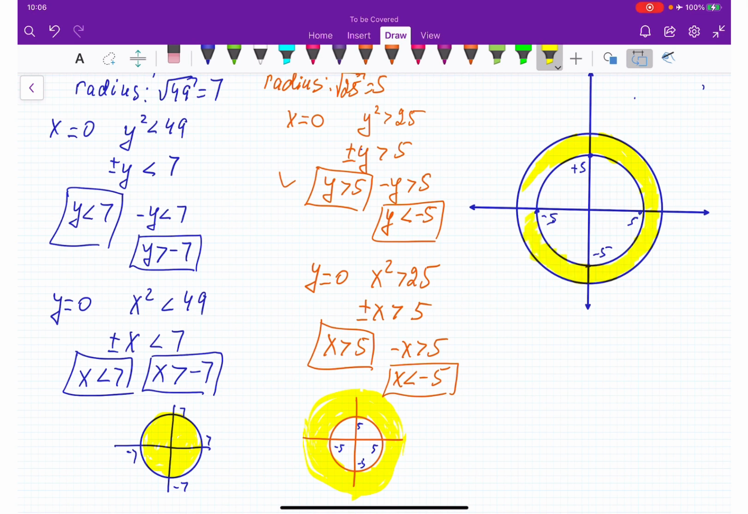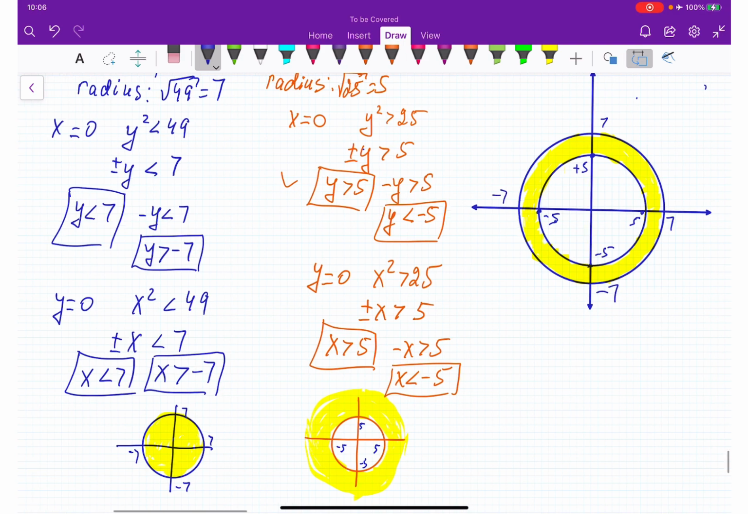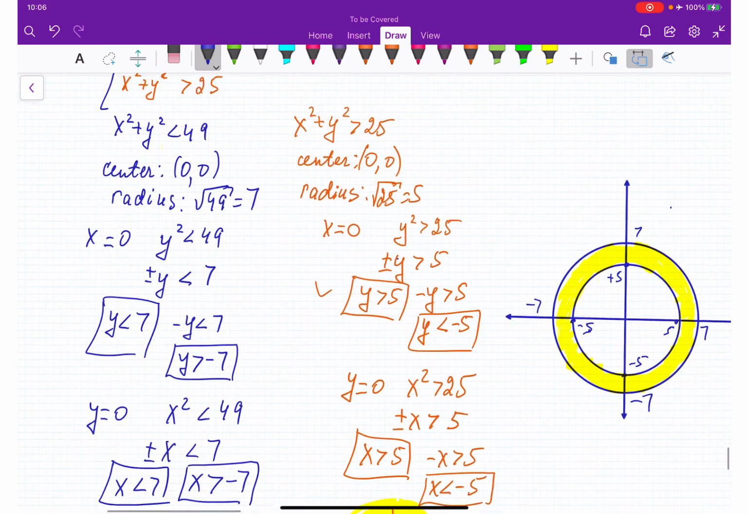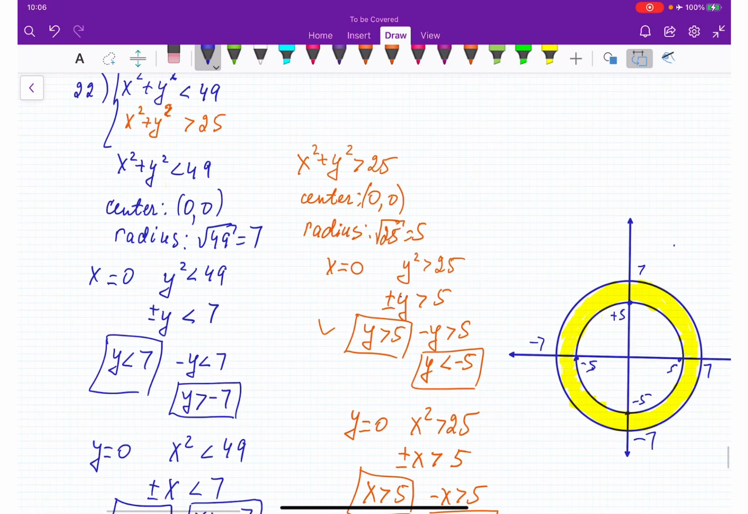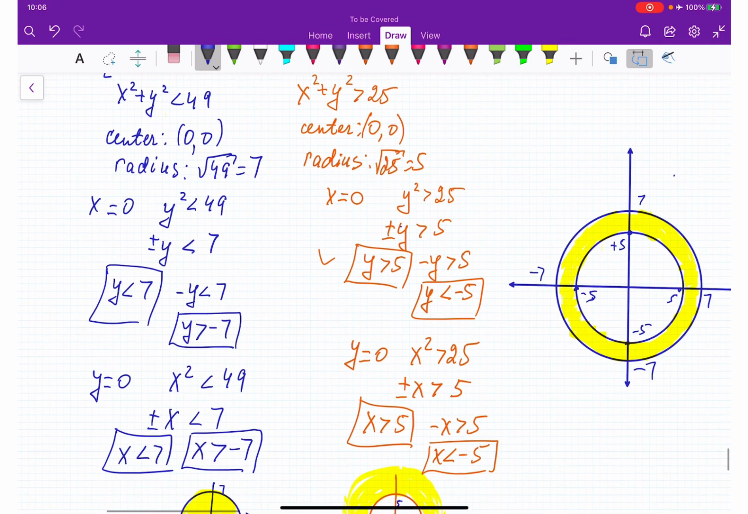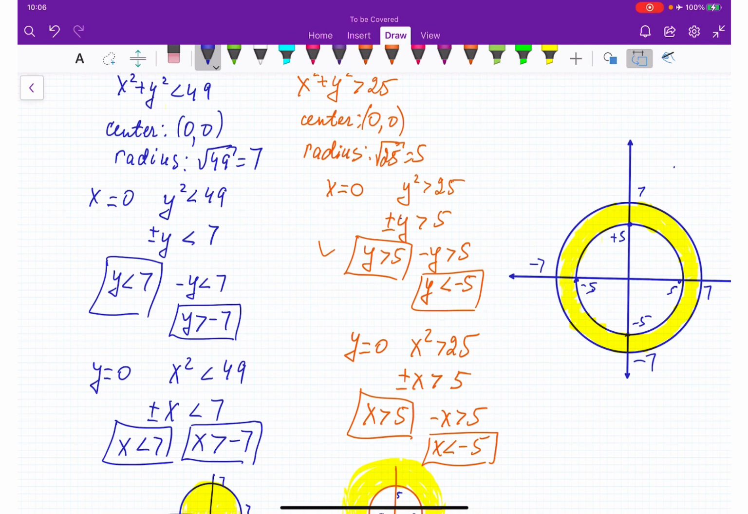And the picture turned out to be not bad. Okay, and this is 7, 7, negative 7, negative 7. How are we doing? I hope we are doing good. And this will help you to understand circles.